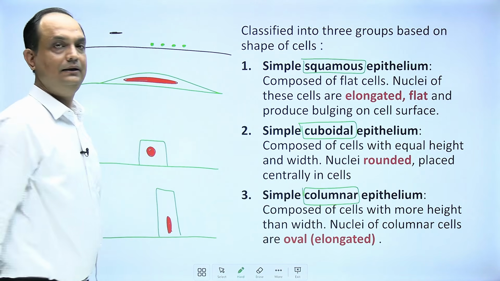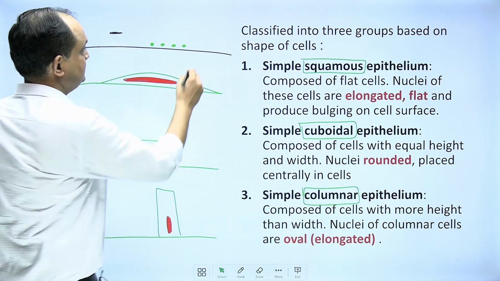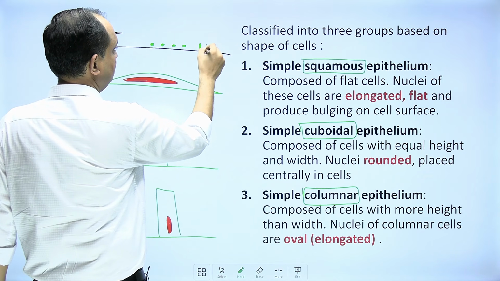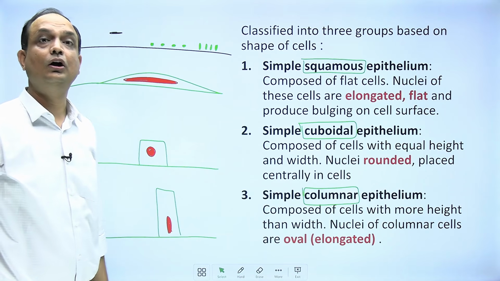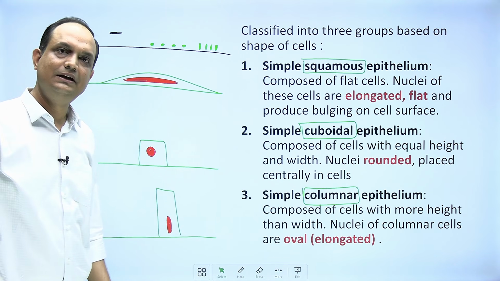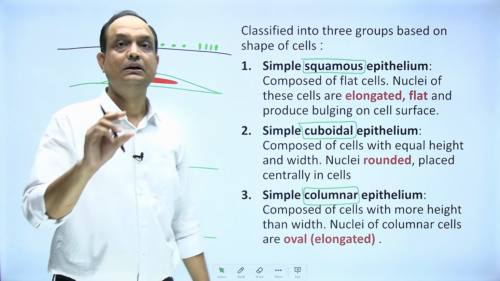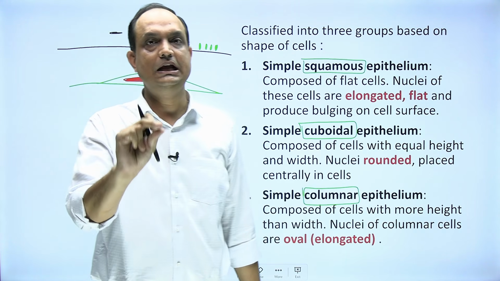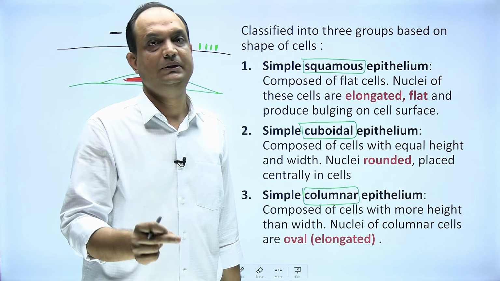Now tell me the epithelium. Answer is simple cuboidal epithelium. Suppose you are having such nuclei, then what is the epithelium? It is a simple columnar epithelium. So my dear students, you can see that only just by seeing the single layer of the nuclei shape, you can very well tell the name of the epithelium.